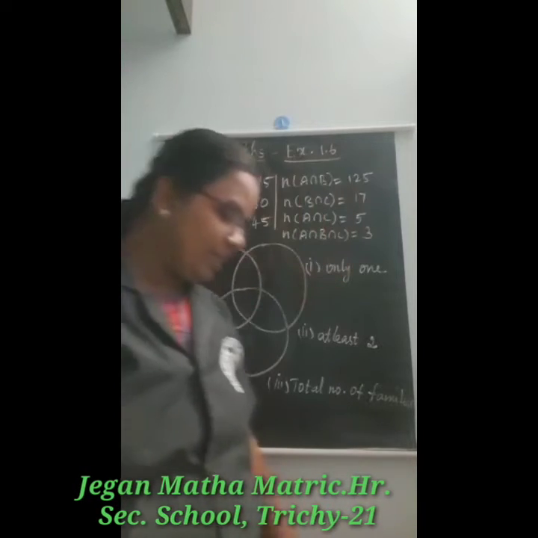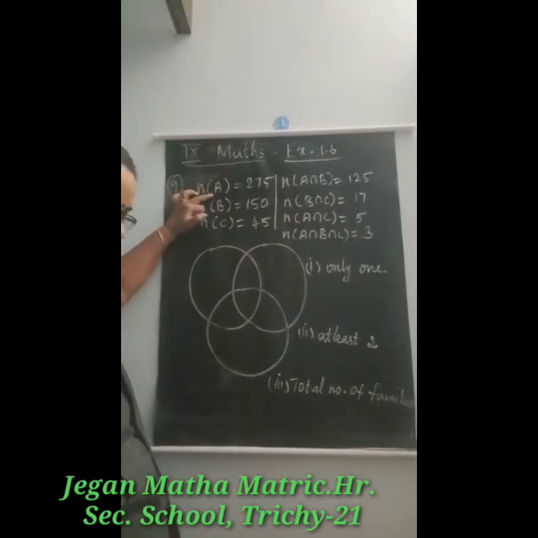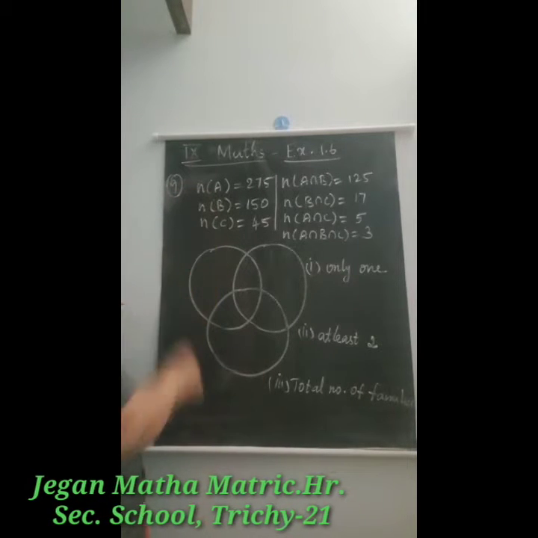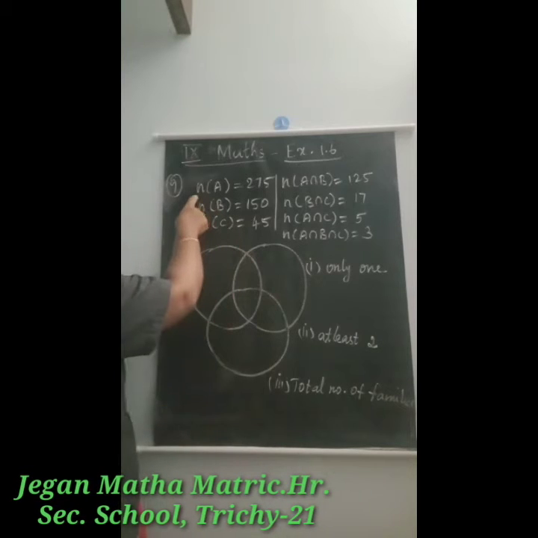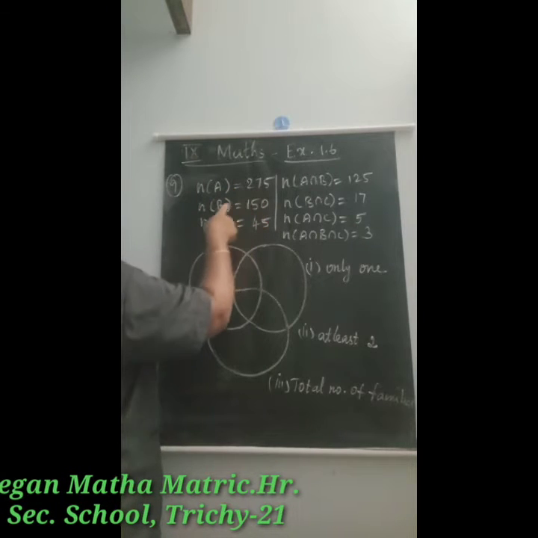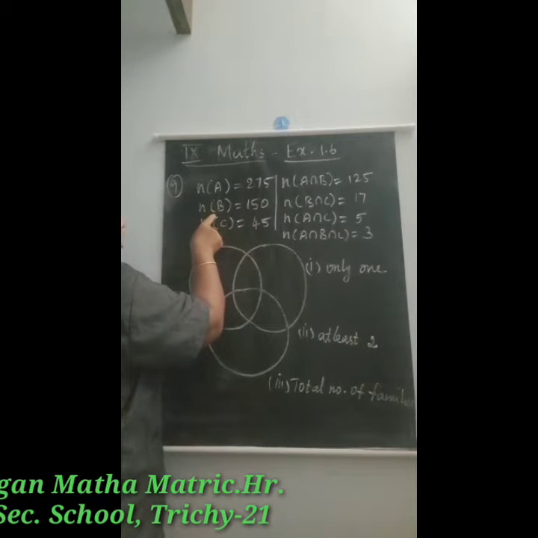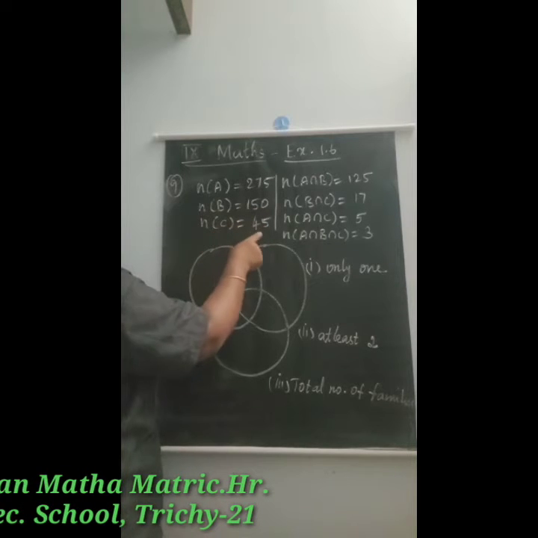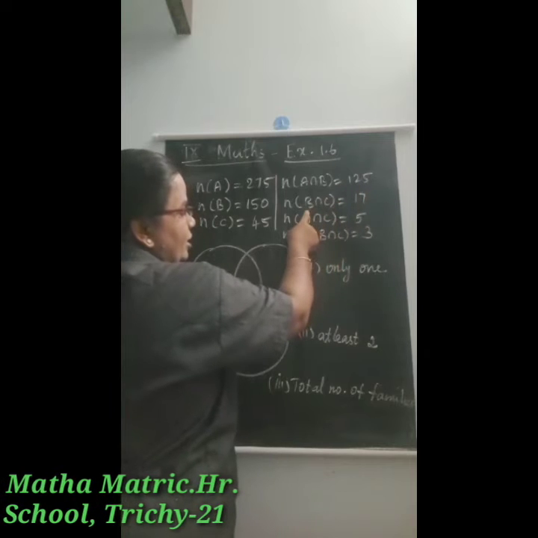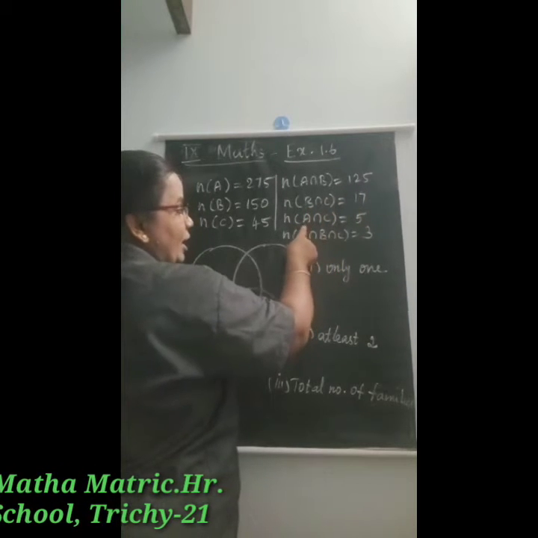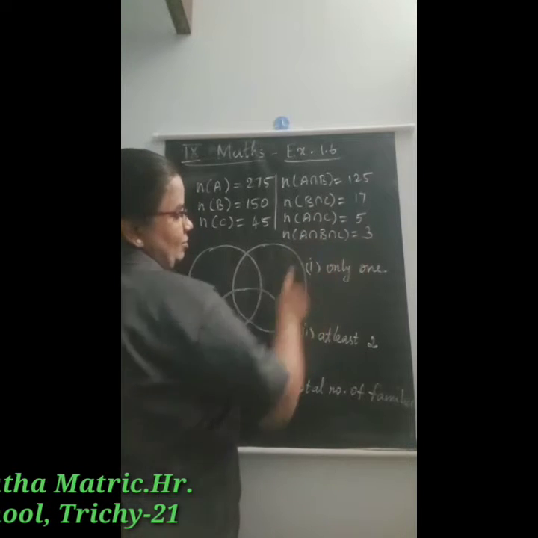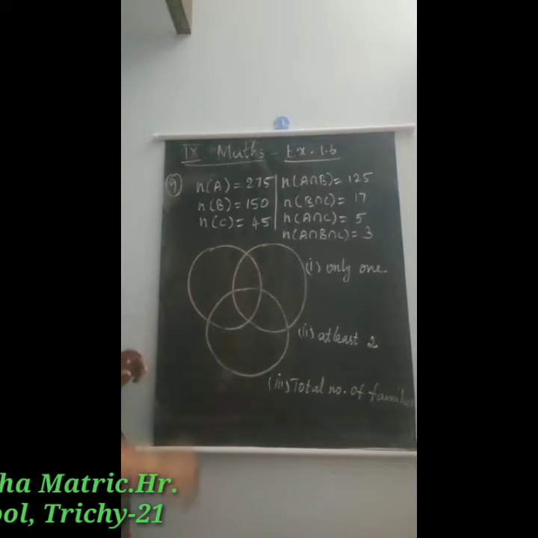Let us consider A is Tamil newspaper, B is English newspaper and C is Hindi newspaper. So the number of families who buy Tamil newspaper is 275, English newspaper 150 and Hindi newspaper 45. Tamil and English 125, English and Hindi 17, and Tamil and Hindi 5. All three newspapers buyers 3. Let us represent this in the Venn diagram.